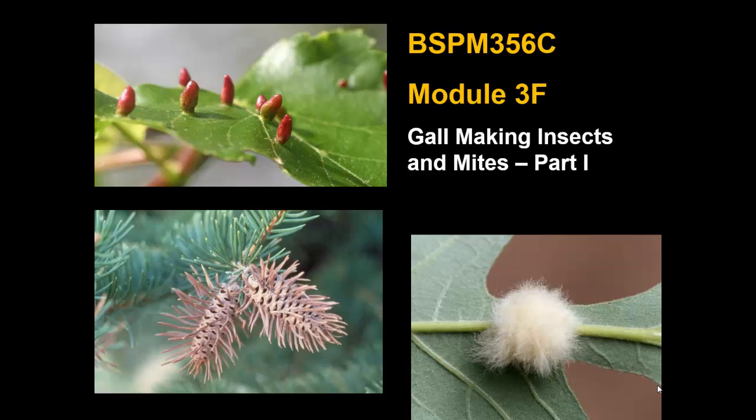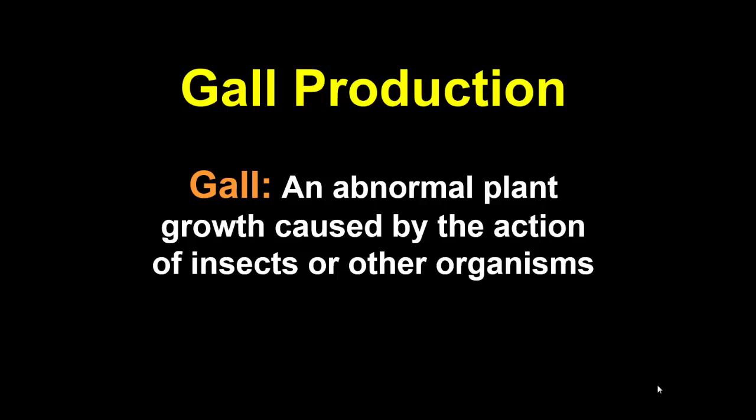Perhaps one of the most unusual things that insects and some mites can do to plants is to cause the tissues on which they feed to make strange structures, which we call galls. So a gall is an abnormal plant growth that's caused by the action of insects or other organisms. To be a gall, it has to be something very strange, something different than the leaf or the twig from which the tissues have been changed to make this different kind of structure.